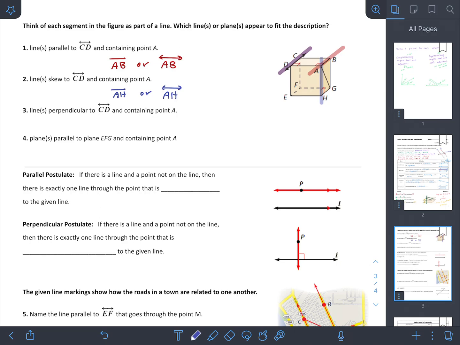But again, the skew ones are hard. So skew, they don't intersect. They're on different planes. They're kind of wonky. They never get close to each other.